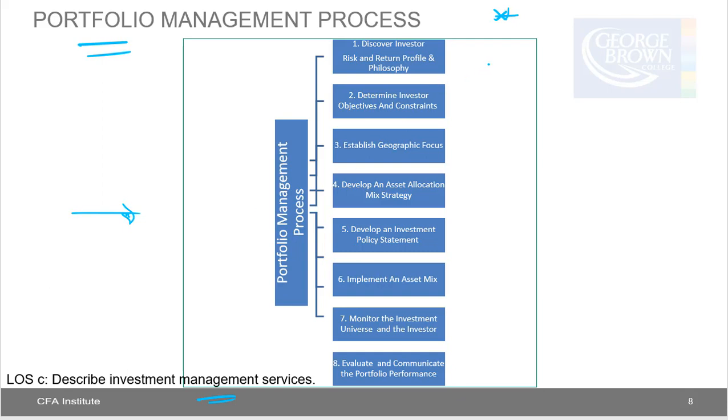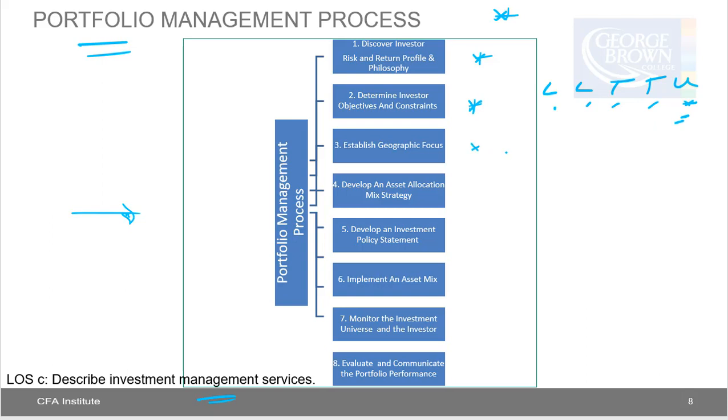Step number 1, discover the risk and return profile of the investor and the philosophy. Number 2, determine the investor objectives and constraints, and the objectives would be the return objectives, preservation of capital or growth or income. And then in terms of the constraints, it's always LLTTU, which is legal constraints, liquidity constraints, time constraints, tax constraints, and any other unique circumstances.